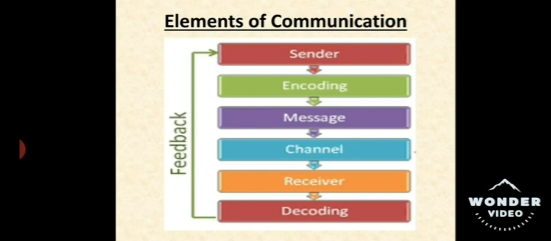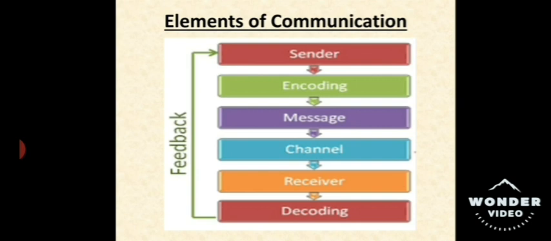The fourth element here is channel. Channel, or communication channel, is the medium through which communication is taking place. It may be through the environment. For example, when we are talking to someone face to face, the medium is the environment. When I am writing a document, the medium is paper. When I am sending an email or making a phone call, it may be an electronic medium. So, channel is the medium through which I am sending the message.